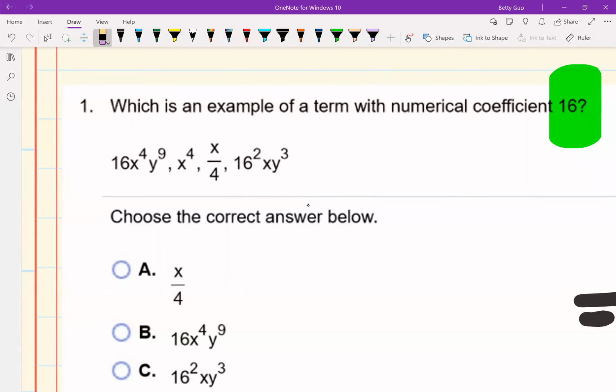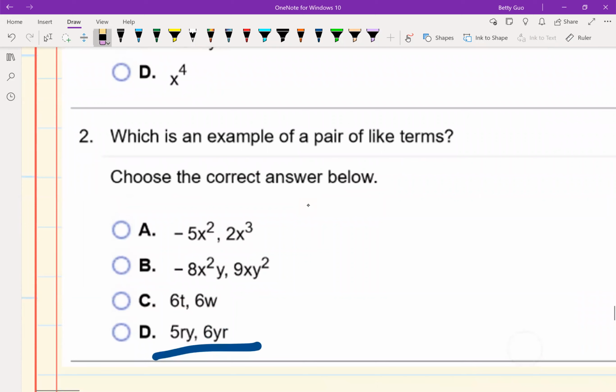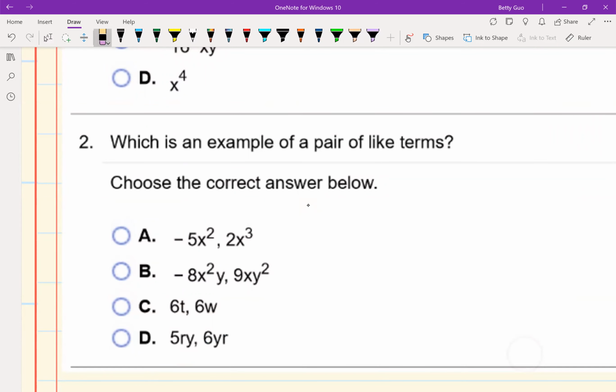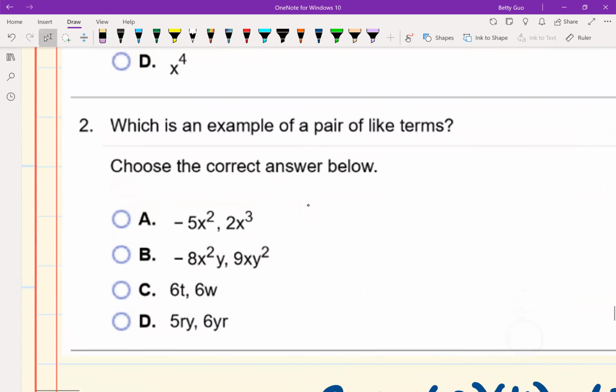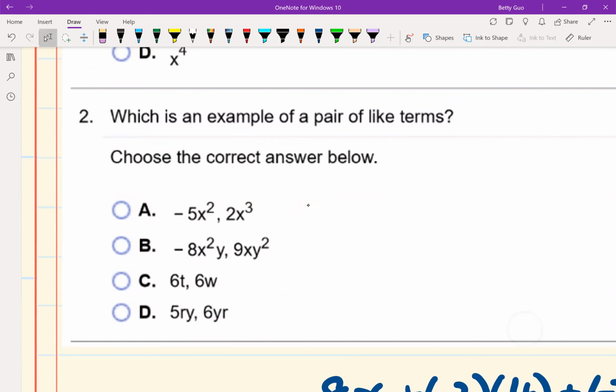Next one, number 2, which is an example of a pair of like terms. So we need to determine which option gives us like terms. Let's look at A. Are those two like terms? Do they have the same variable part? No, they are not like terms, right? If two terms are not like terms, we cannot combine them, just by the way.